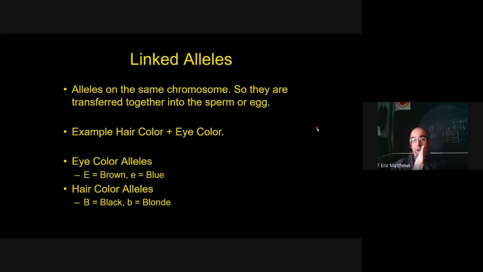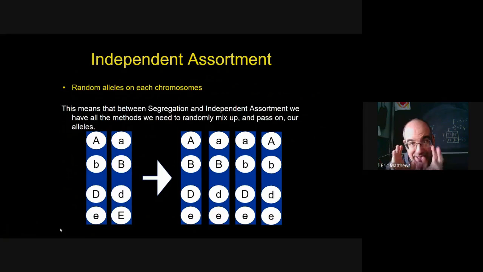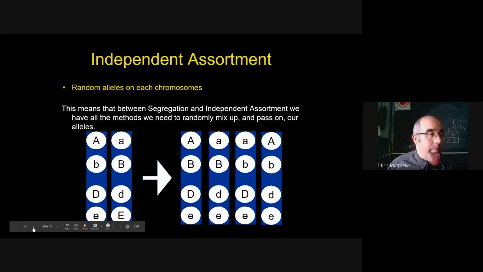All right, so let's start talking about the big thing for today, and that is this idea of linked alleles. Sometimes when we take a look at a chromosome, we see that there are two different alleles for two different traits that are really close to each other. In fact, they are so close that they're unlikely to separate. They're unlikely to get jumbled around when we take a look at independent assortment. The closer they are to each other, the less likely they are to be separated.